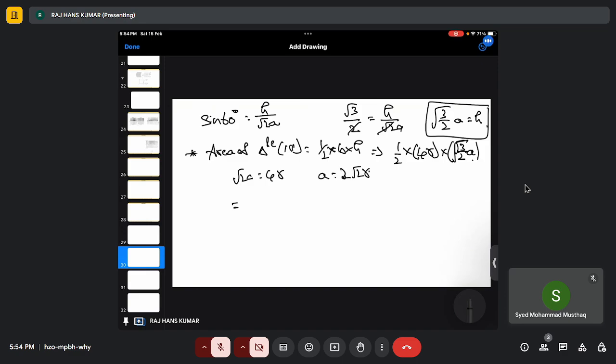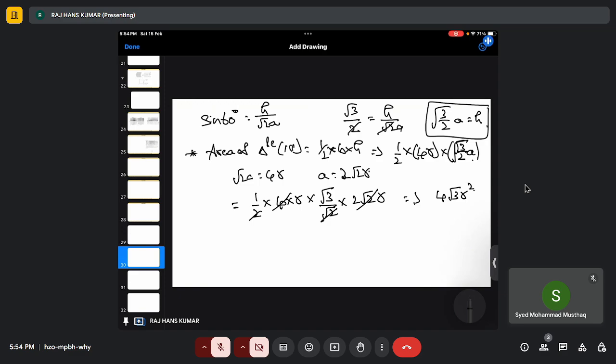So finally, half times 4r, root 3 by 2, into 2 root 2 r. Root 2 gets cancelled. So it will be equal to 4 root 3 r square.